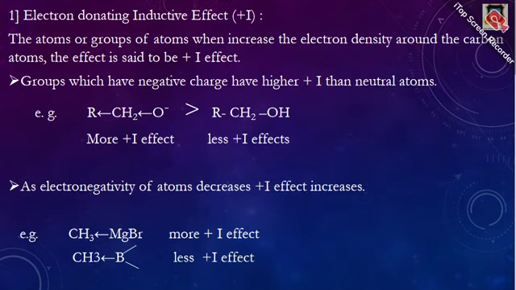First, electron donating inductive effect. The atoms or group of atoms which increase the electron density around the atom, the effect is said to be a plus I effect. The groups which have negative charge have higher plus I effect than neutral atoms. For example, here O minus has higher plus I effect than OH. As electronegativity of atom decreases, plus I effect increases. It increases more electron density around the carbon atom.